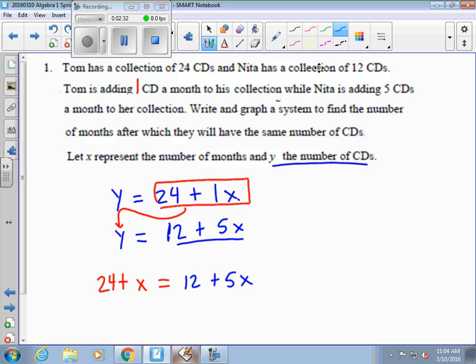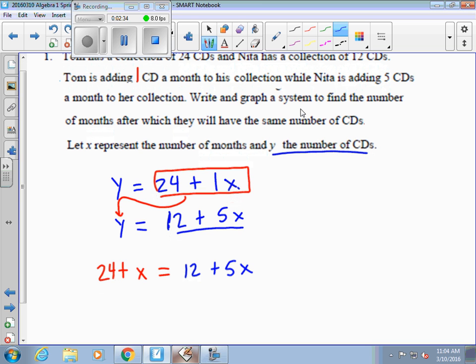Bring your smaller 1x over. We want to collect them. Your smaller 1x needs to go here. It's positive x, so you subtract it on both sides. When you subtract it on the left, you do the same on the right. 5x minus 1x is 4x. That's equal to, if we brought our x's to the right, we could bring our constants to the left. That's positive 12. We do likewise. Subtract 12. When you do it there, do it here. 24 minus 12 is 12.